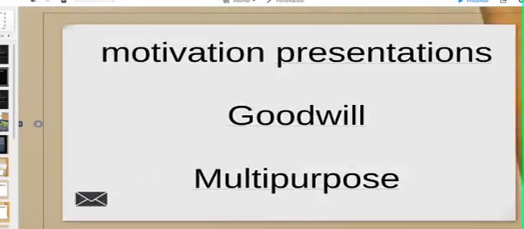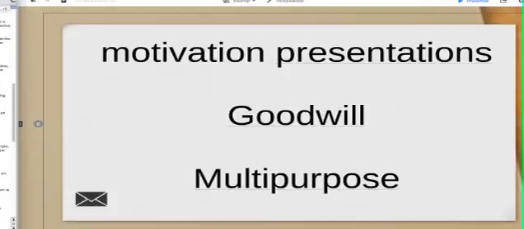Good will presentations are often designed to be entertaining, to make people feel better or improve the reputation of the company. Multi-purpose presentation is evident, and sometimes your presentation will have more than one purpose. For example, you can address employees and give a welcome presentation for a new manager or company, to motivate.